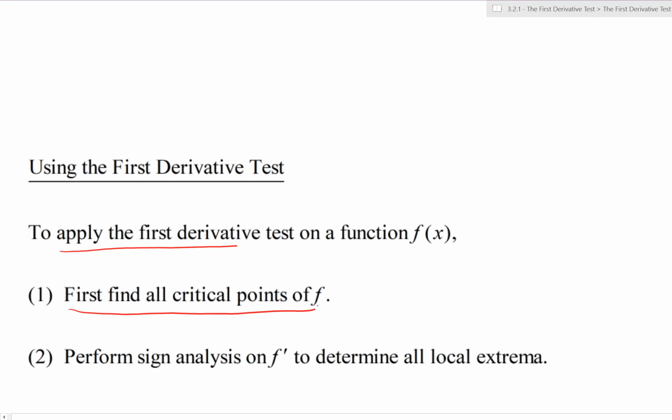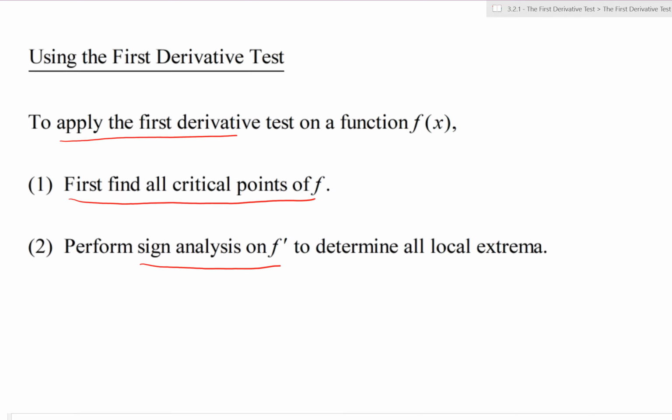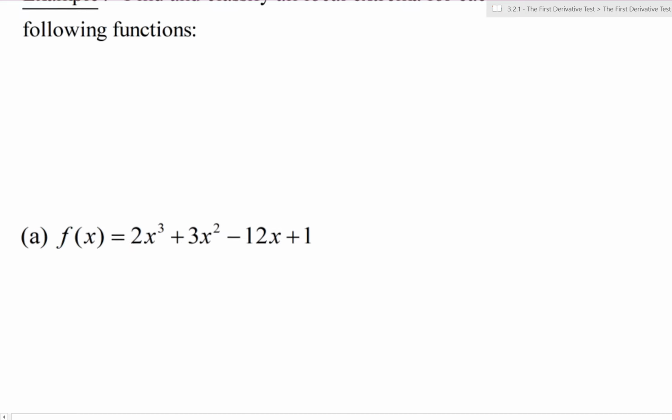First, you've got to find all critical points of the function on the interval of concern. And so, we've got to find the derivative and figure out where it's either equal to 0 or where it's undefined, assuming that, of course, those critical points are in the domain of the function. And then from there, we perform sign analysis on the derivative, applying the first derivative test to determine and also classify all local extrema that this function may have. So we're going to see a couple of examples here of how to do this before we end the video.